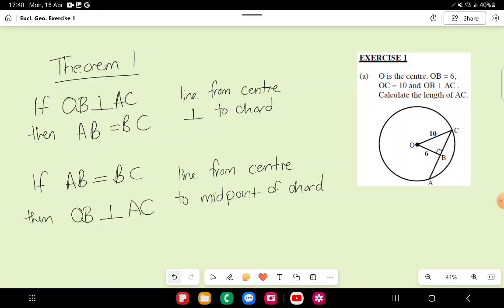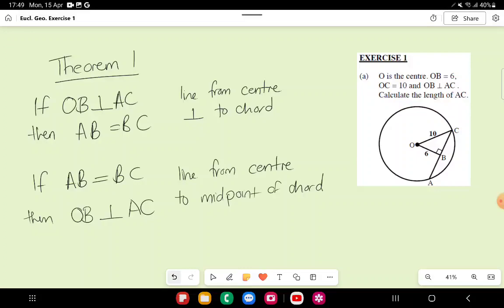According to theorem number 1, if you have a circle and there is a chord, remember a chord is a line from circumference to circumference that does not go through the origin. If it does go through the origin, it's called a diameter. But if you have a line from circumference to circumference, that is a chord. Now, if you have a chord and you have a line that goes from the center to the chord, you can have this definition.